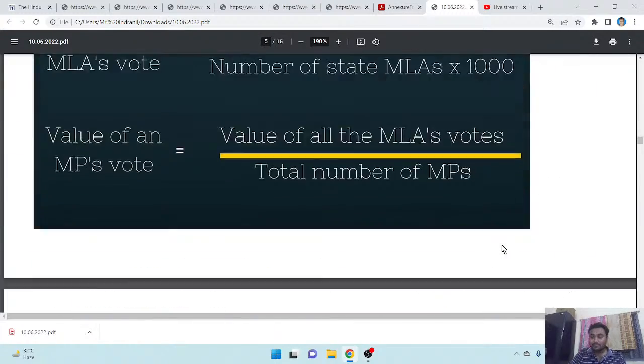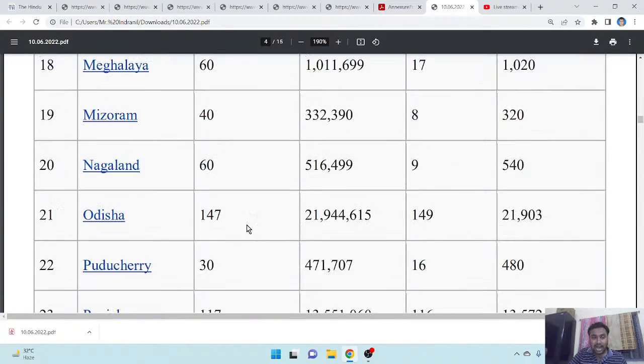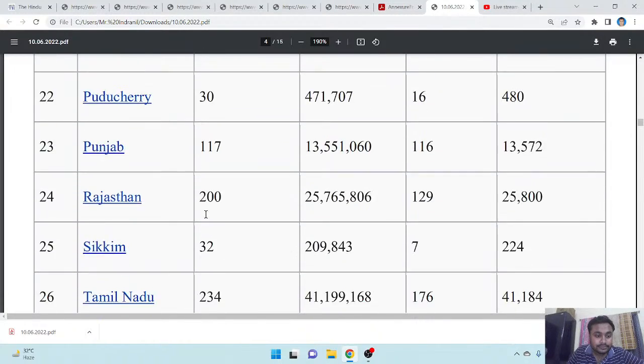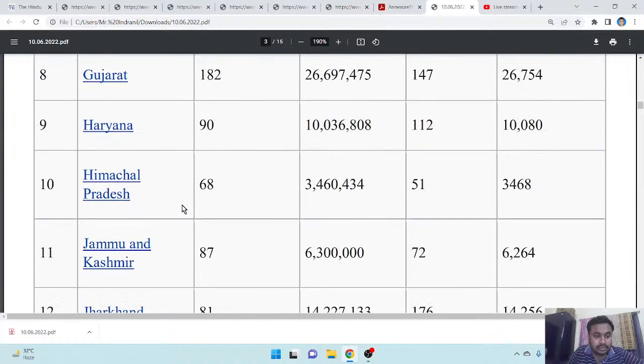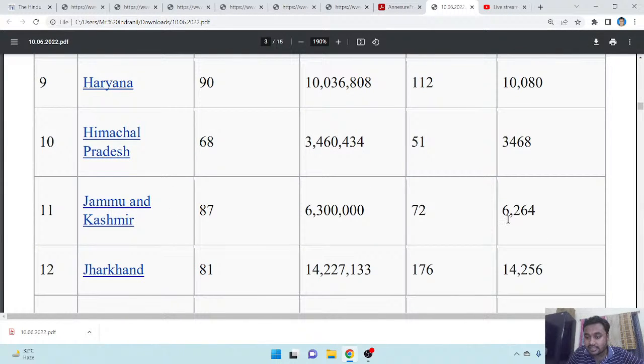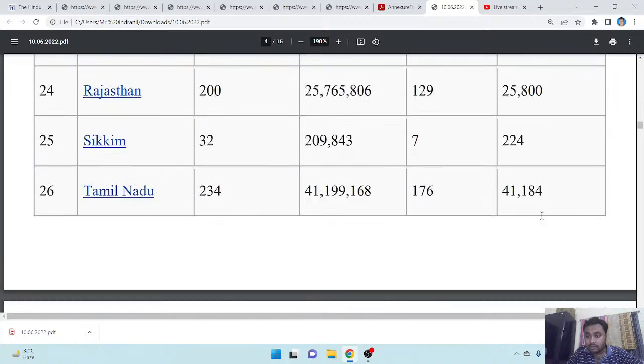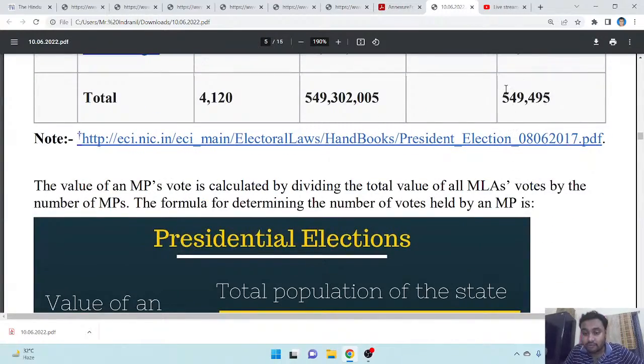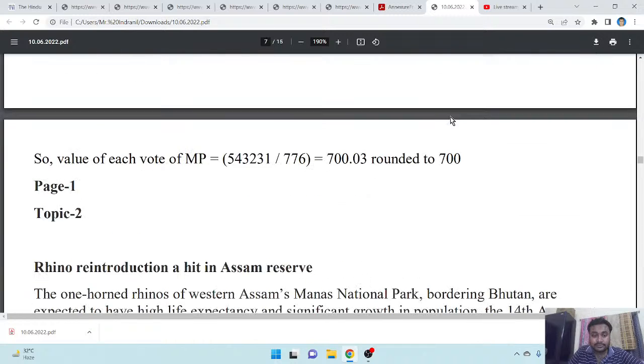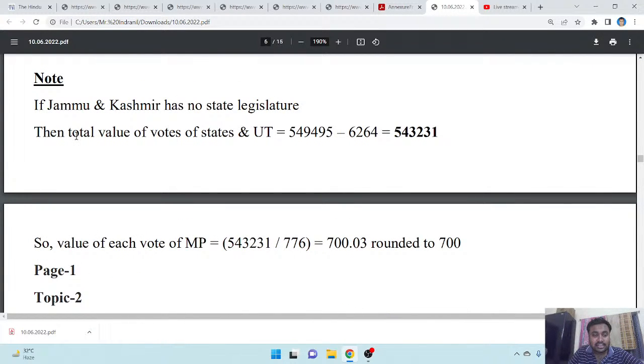Now, while calculating the total value of vote of MLAs, I have taken Jammu and Kashmir as 6,264. I have already counted Jammu and Kashmir because previously they had their legislative assembly, but currently there is no legislative assembly in Jammu and Kashmir. So we have to deduct this number 6,264 from the total value of MLAs' vote, that is 5,49,495. Jammu and Kashmir has no state legislature. So the total value of votes of states and UTs becomes, after deducting, 5,43,231.